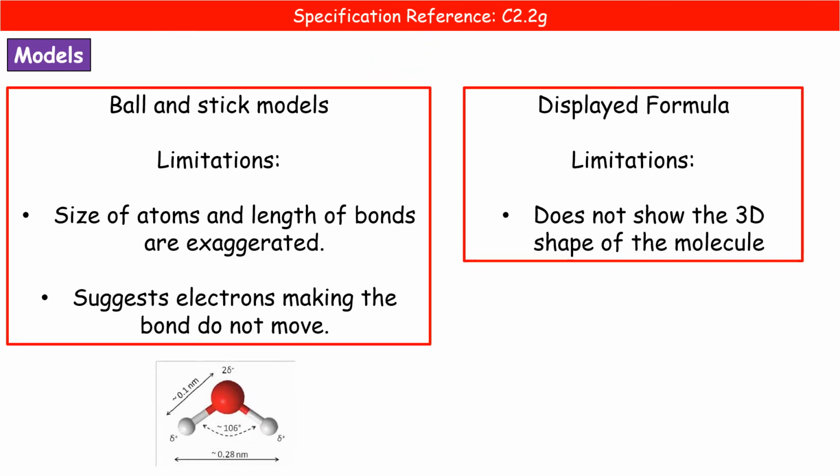We've talked about different models that we can use here, or different ways to represent bonding, and we need to understand some of the limitations of the models we use. If you've built these using molymods in class, that's your ball and stick model. And what we're not doing there is considering the size of the atoms or the length of the bonds properly. They're massively exaggerated. We're also not considering the fact that electrons are moving, because a rigid little plastic stick suggests that they are static, and they're not, they do move.